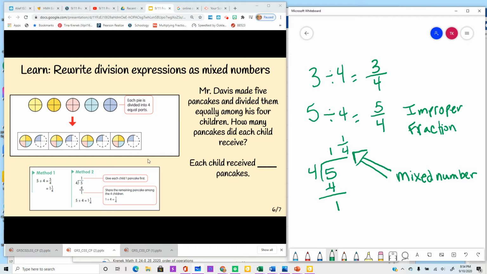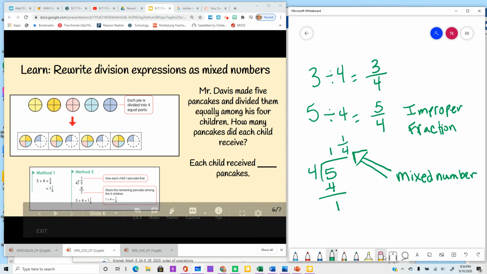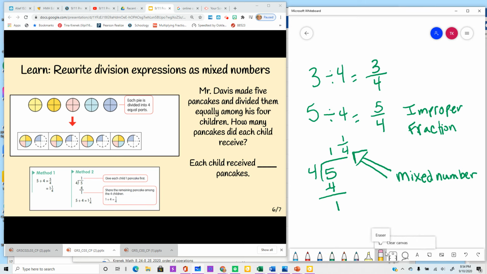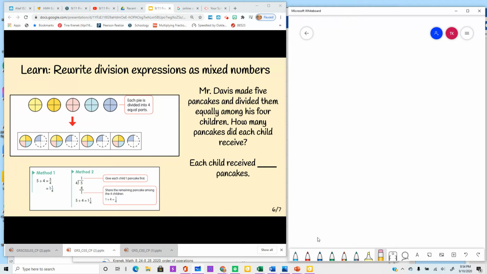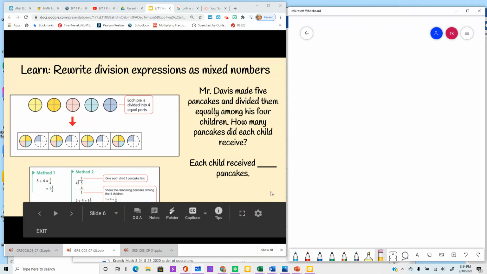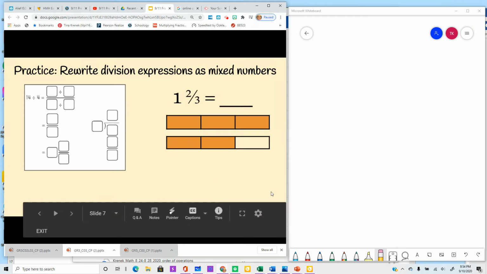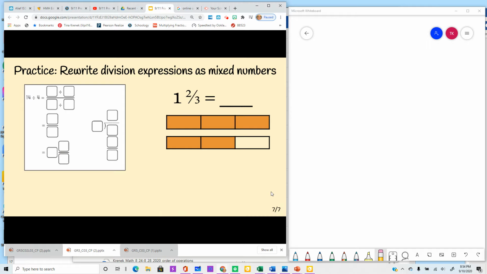Make sure you're taking notes. We'll be practicing this today in class. And make sure you ask any questions when you're confused. Okay, so rewrite the division expression as a mixed number.